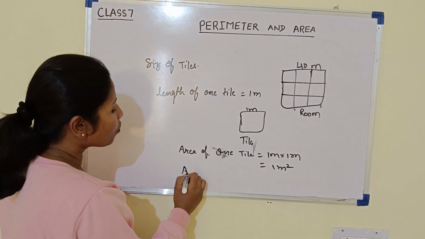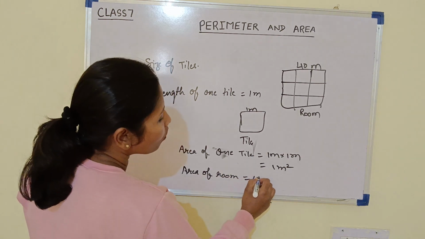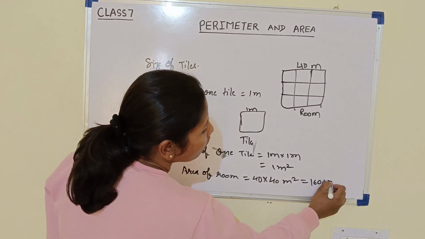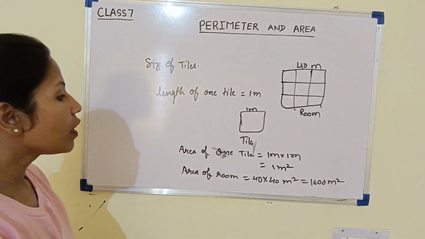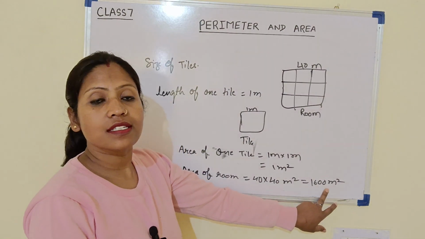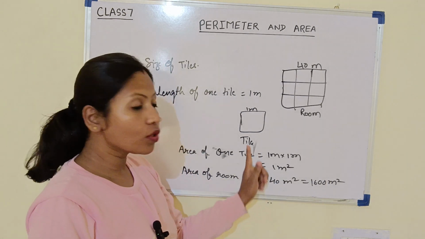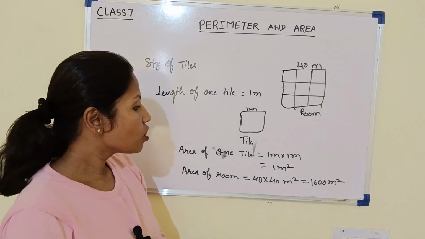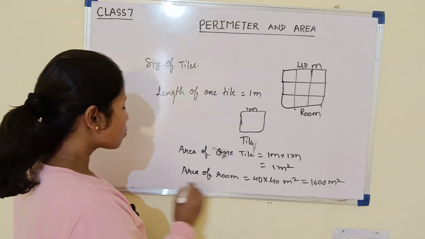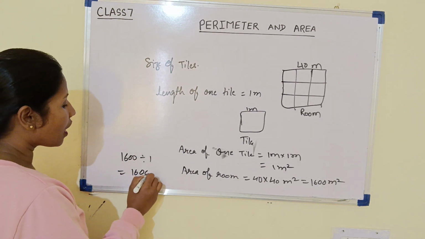And what is the area of room? 40 into 40 meter square, 1600 meter square. Okay. So number of tiles. So if you have to find number of tiles, you need 1600 meter square area should be covered with tiles. इतना एरिया पूरा टाइल्स से कवर होना चाहिए. So ये 1600 एरिया है and this tile's area is 1 meter square. So total will be 1600 divided by 1, that is 1600 tiles आपको चाहिए.